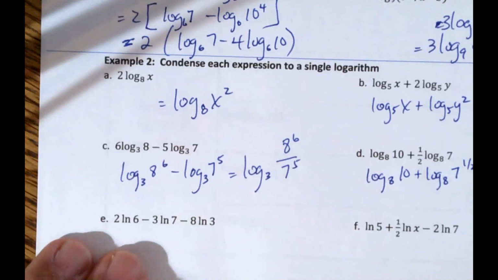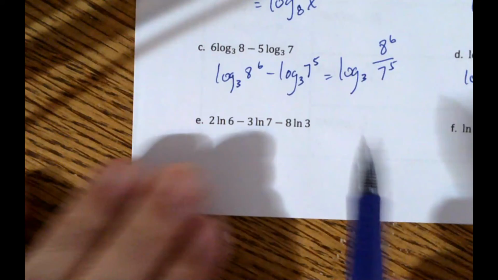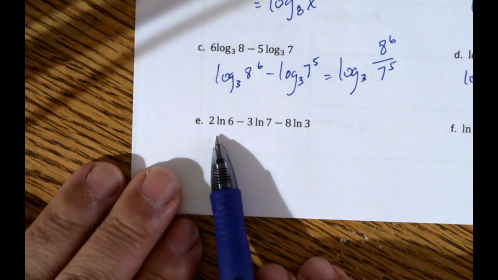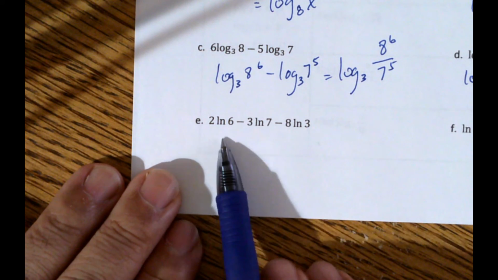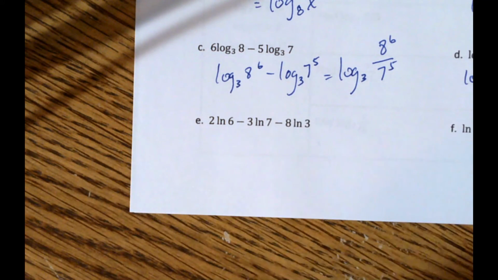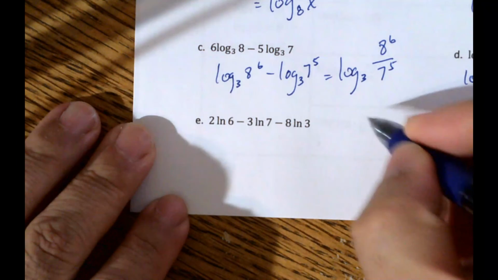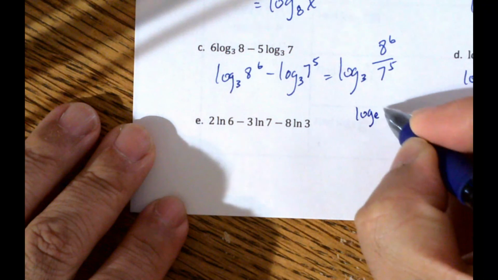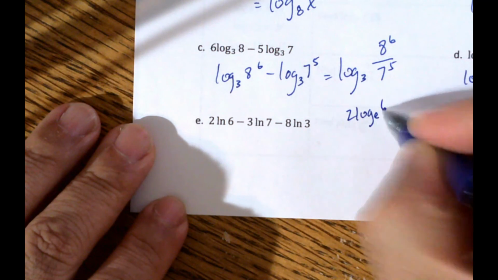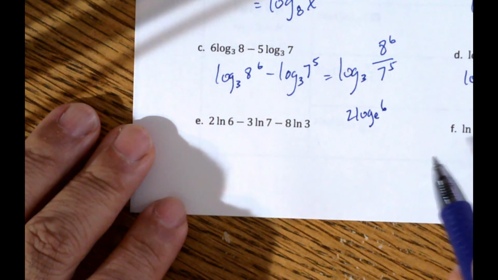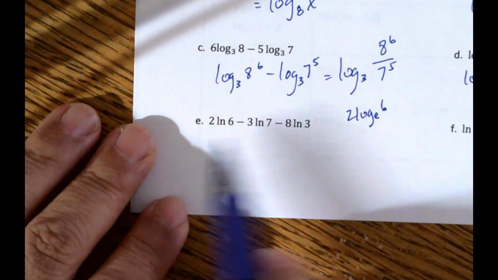All right. E. Now, some of you are like, what is this? Is this IN? No, this is LN. LN stands for natural logarithm. Natural logarithm is log base E, right? So it could be written as log base E. So this could be 2 log base E of 6. But we'll just write LN, short for natural logarithm. So yeah, just write natural log.